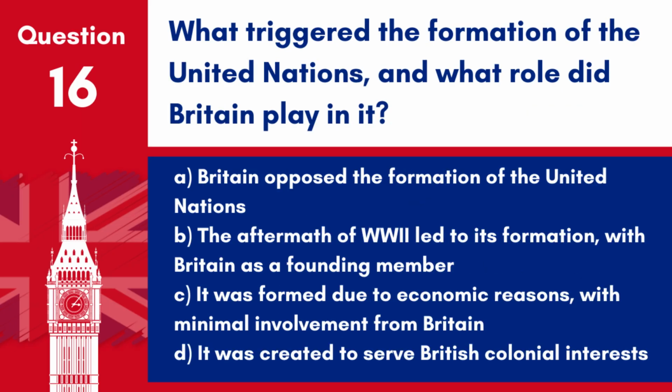Question 16. What triggered the formation of the United Nations, and what role did Britain play in it? A. Britain opposed the formation of the United Nations. B. The aftermath of World War II led to its formation, with Britain as a founding member. C. It was formed due to economic reasons, with minimal involvement from Britain. D. It was created to serve British colonial interests.